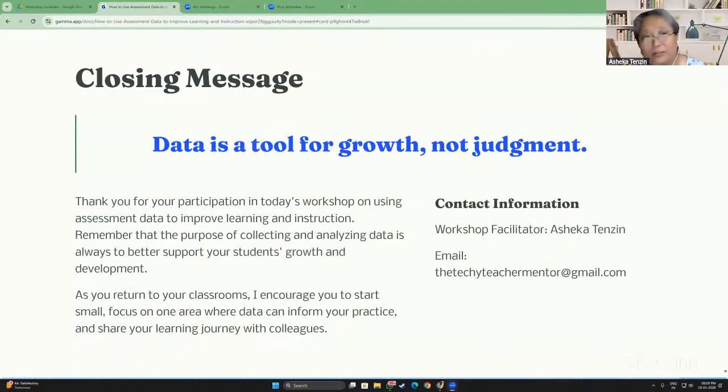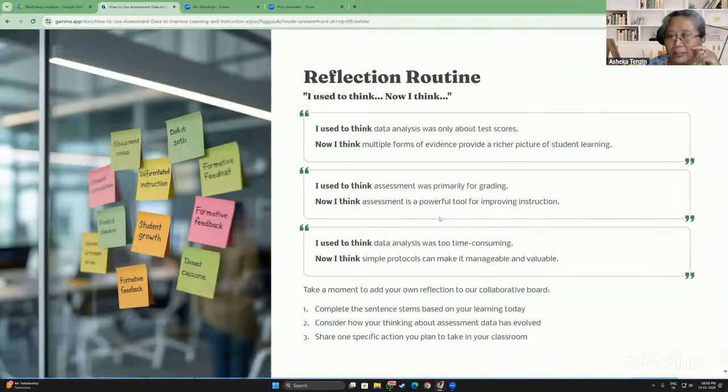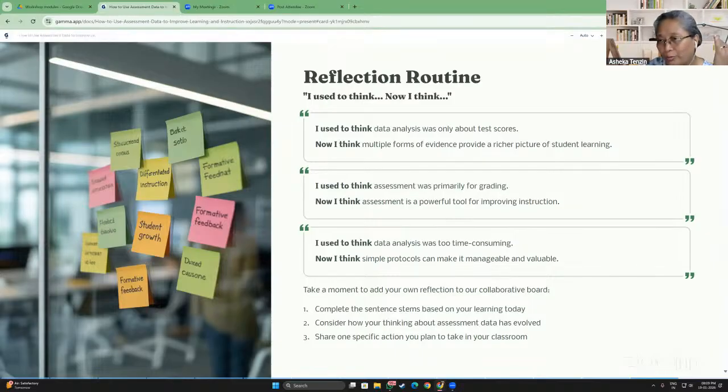So this was the 1 minute. This was the earlier slide. So take a moment, okay? Consider how your thinking about assessment has evolved, and you can also share one specific action that you plan to take in your classroom. What are you planning to take in your classroom tomorrow? People who want to share?